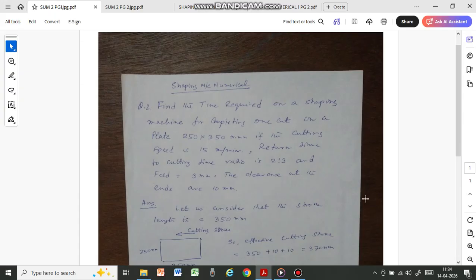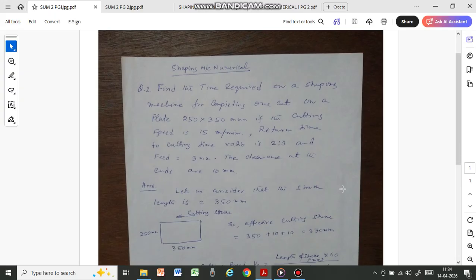Return time to cutting time ratio is 2/3. দেখো এখানে উল্টে গেল, রিটার্ন টাইমটা আগে ছিল বলে এটা 2/3 হয়ে গেল, কারণ রিটার্ন টাইমটা কম, and feed is 3 millimeter. Per cycle the feed is 3 millimeter. That means per one cutting stroke and return stroke the job moves 3 millimeter.